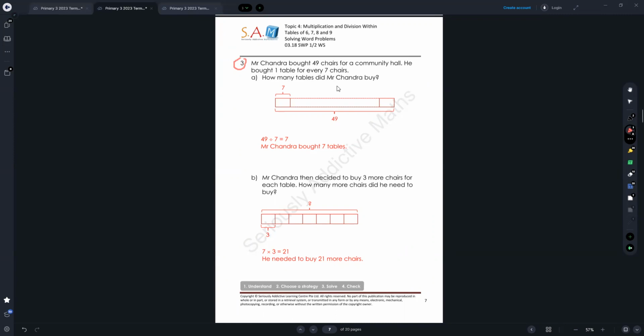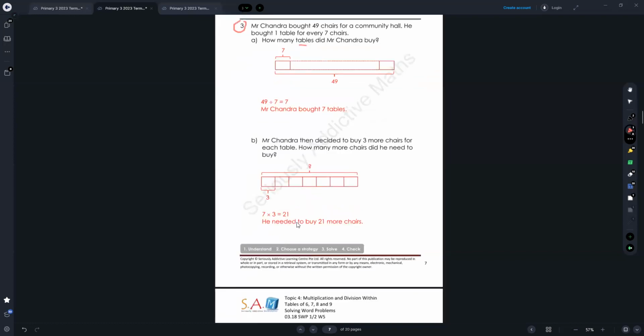Oh, so this is phrased a bit differently, right? Here, table becomes group. 1 table equals 7. So how many tables means they need to know how many groups. Okay, so they should draw it this way. After that, he decided to buy 3 more chairs for each table. How many chairs did he need to buy? All right, 3 more chairs. In total there are 7 tables. So 7 units and then 3.